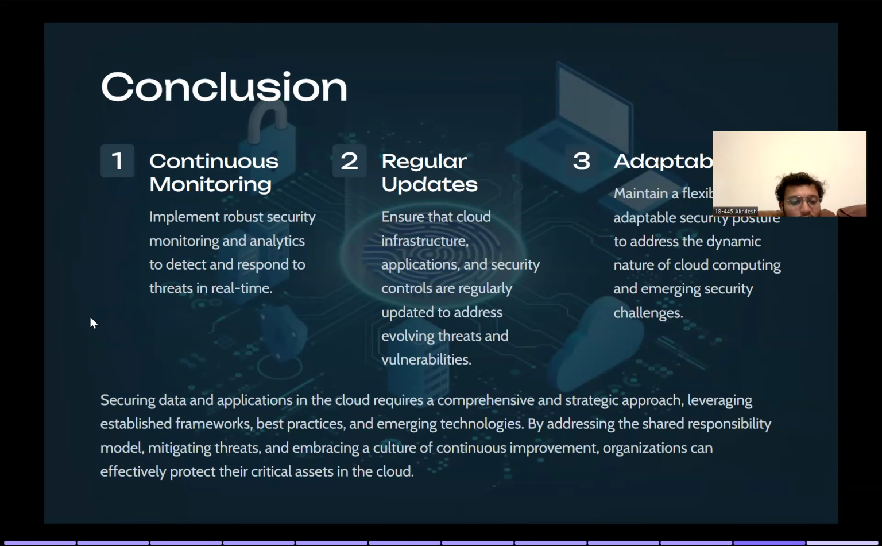So I'm going to conclude this presentation. In the conclusion, I can say that we should continuously monitor our cybersecurity implementations. We can implement robust security monitoring and analytics to detect and respond to threats in real time. We should regularly update our software to ensure that cloud infrastructure, applications, and security controls are updated to address evolving threats and vulnerabilities. And we need to adapt to the latest technologies and maintain flexibility for a secure environment to address the dynamic nature of cloud computing and emerging security challenges.